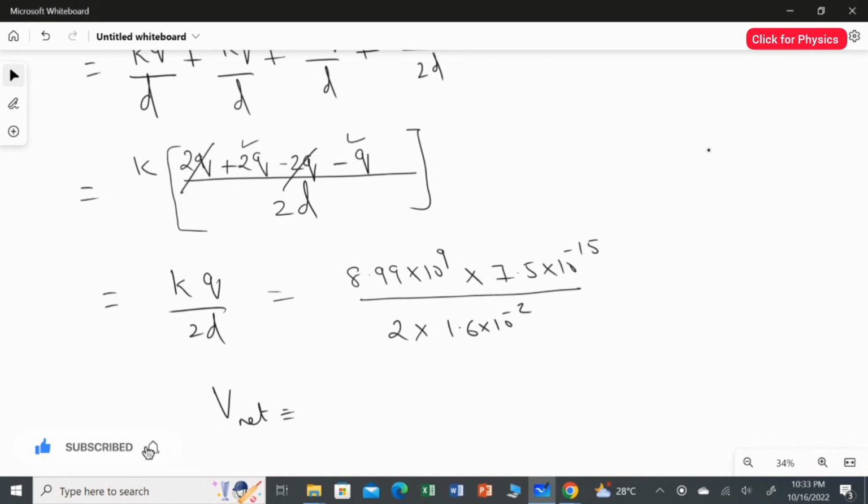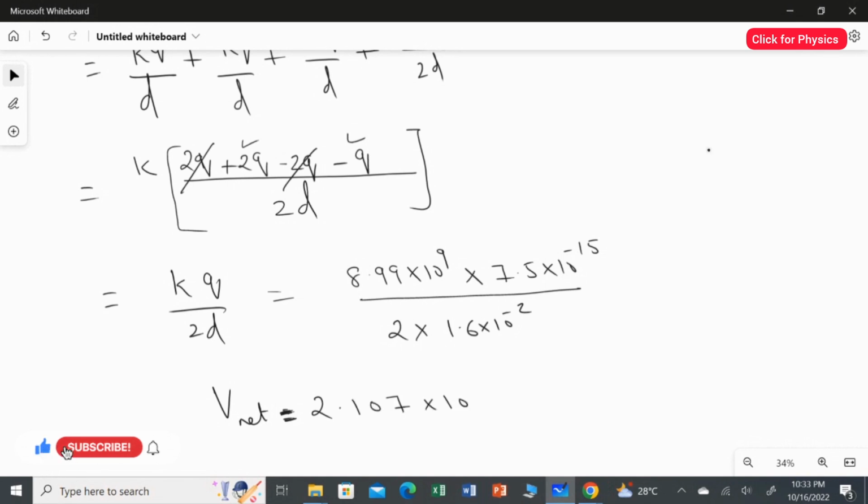So I got 2.107 multiplied by 10 to the power of minus 3, and the unit for the potential is V. So this is the answer.